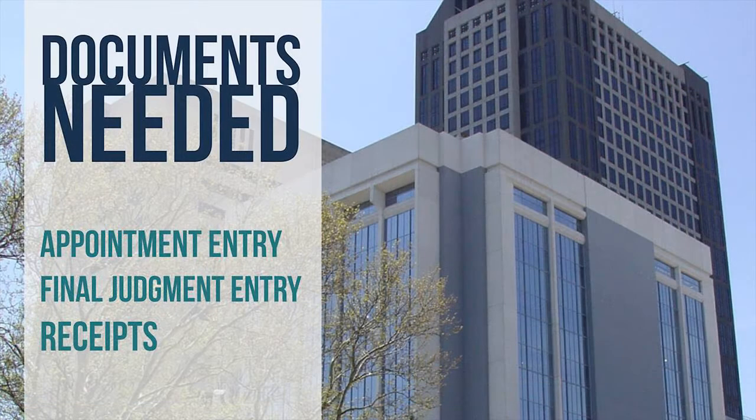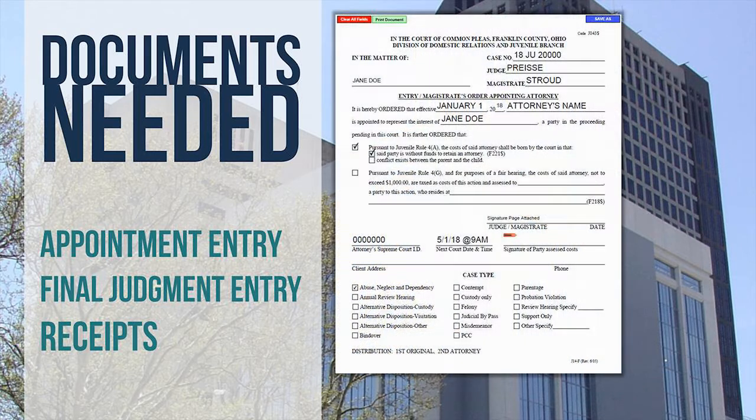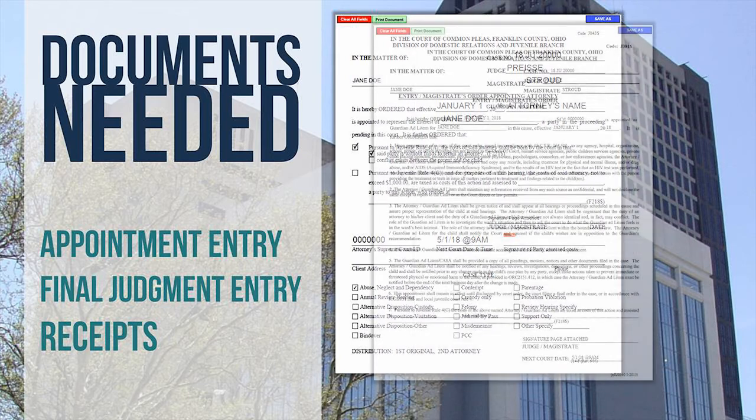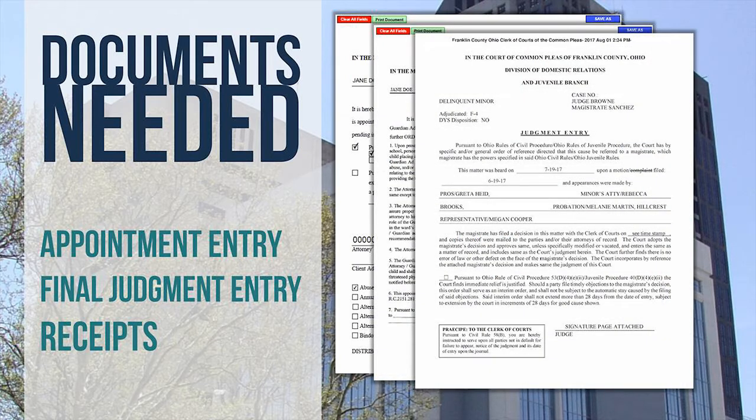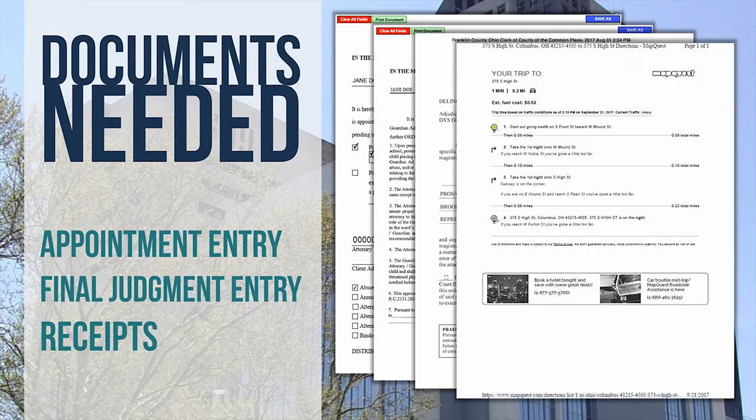To begin completing a fee application, you will need to collect and/or reference your appointment entry, the final judgment entry, and any receipts for expenses exceeding $1. If billing for an expense over $100, a motion and entry must be filed and approved prior to the submission of the fee application.